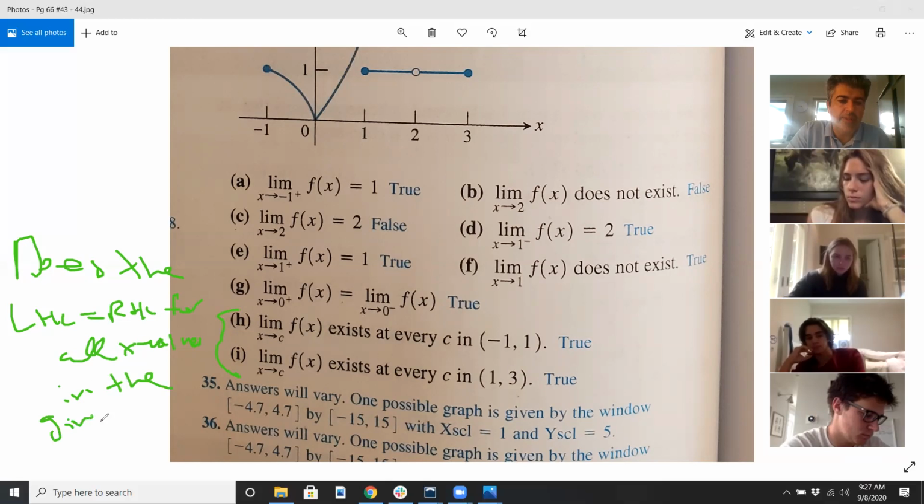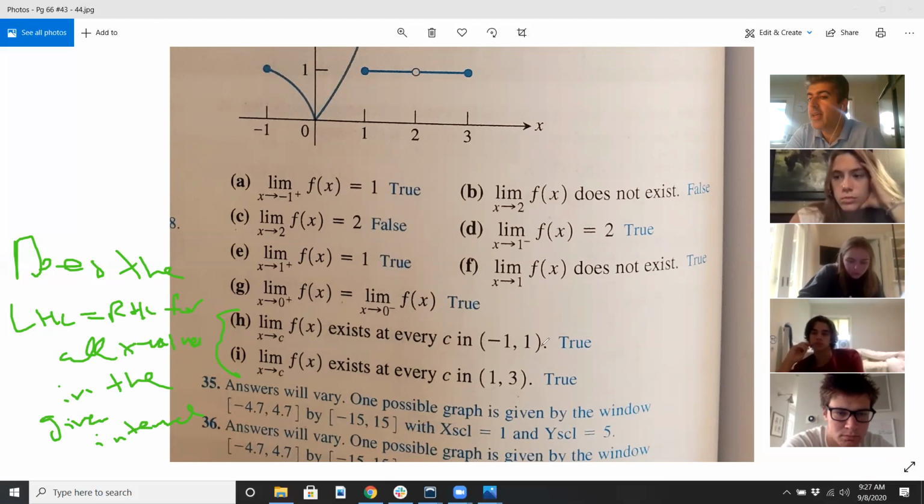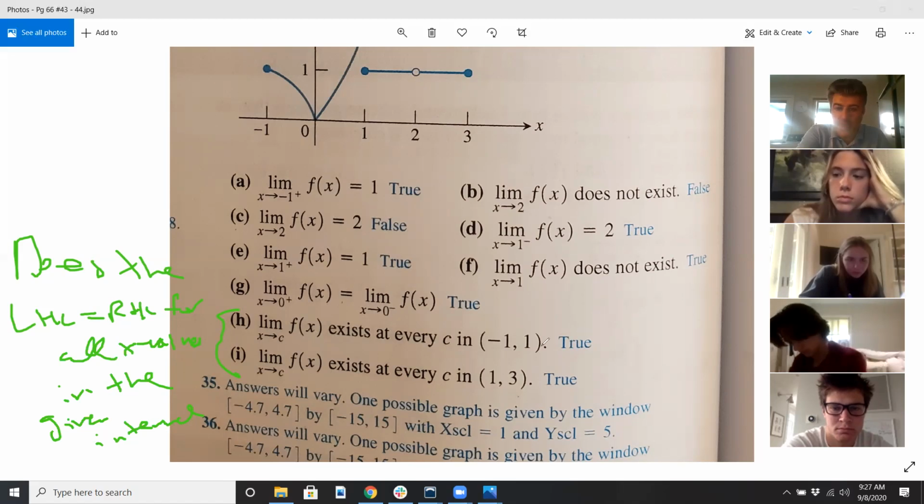That's what this mathematical stuff is really telling you. That's really what the question is. Does the left-hand limit equal the right-hand limit for all x values? And the answer is yes, it does, for these intervals, because they're not inclusive and didn't include points where the limit did not exist. So the limit did exist at any x value in between -1 and 1, non-inclusive, and 1 and 3, non-inclusive. So hopefully that clears it up if you're a little stuck.